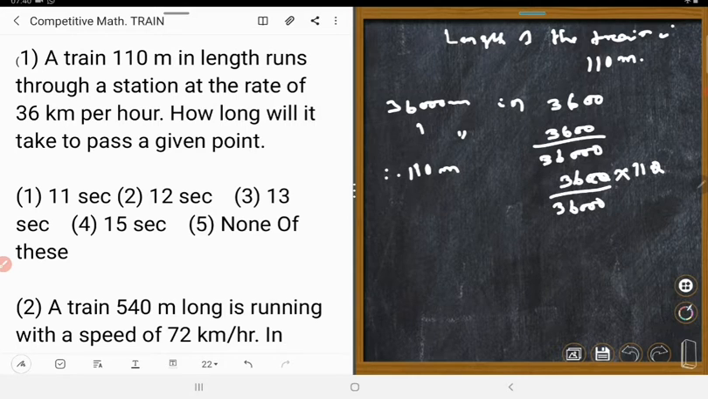Three zeros cancelled, 36 cancelled, equal to 11. That means the right answer is 11 seconds. How many seconds? 11 seconds. Which is the correct answer? Tell me. Number 1 is the correct answer.